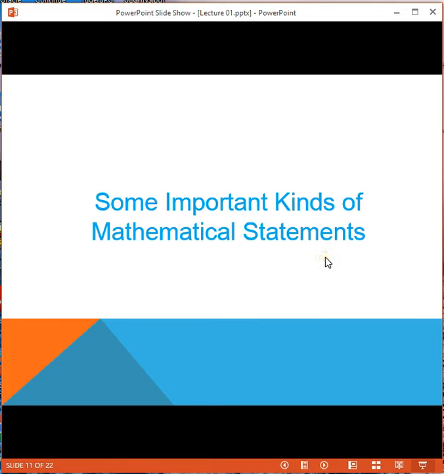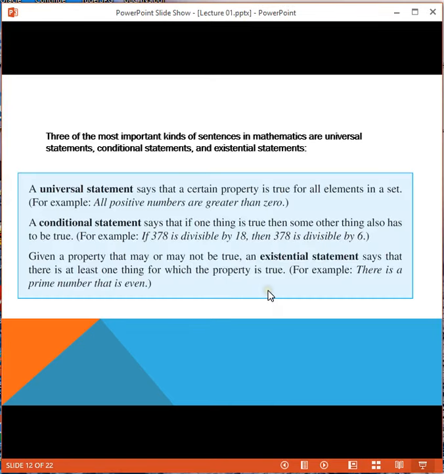One of the things we'll be doing shortly is looking at mathematical statements and determining the truth of those statements using a formal system of logic. So we'll go ahead and have an introduction to mathematical statements our first evening here. There are three types of statements that are important in mathematics: universal statements, conditional statements, and existential statements.